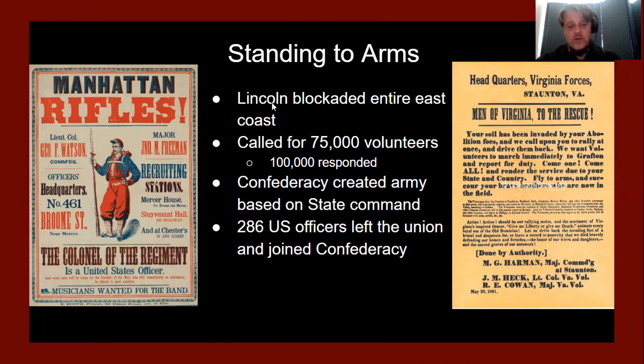Lincoln stood up a federal army, much like the Continental Army under Washington. The Confederacy, however, as you remember, Confederacy means loosely organized. They based their army on state command. The most important one being the Army of Northern Virginia, commanded by Robert E. Lee. 286 officers left the Union and joined the Confederacy.